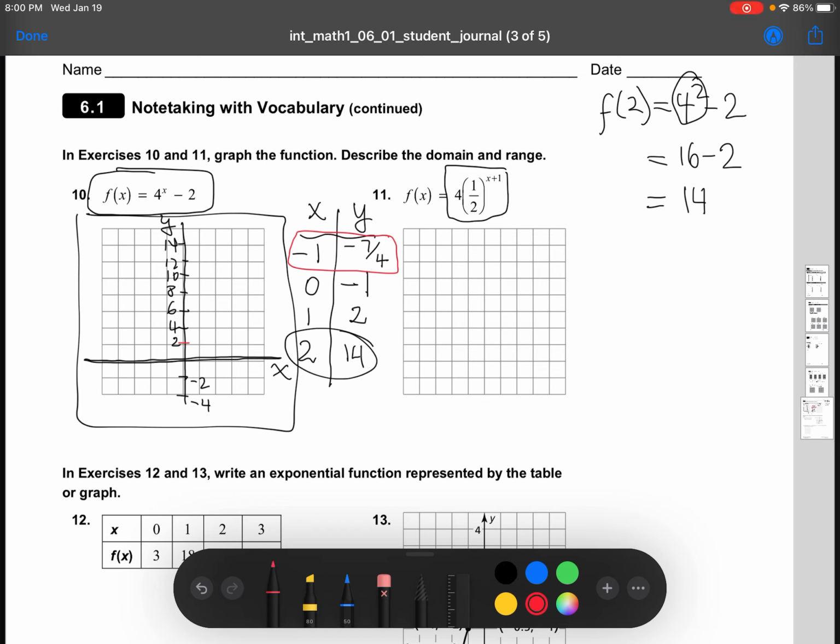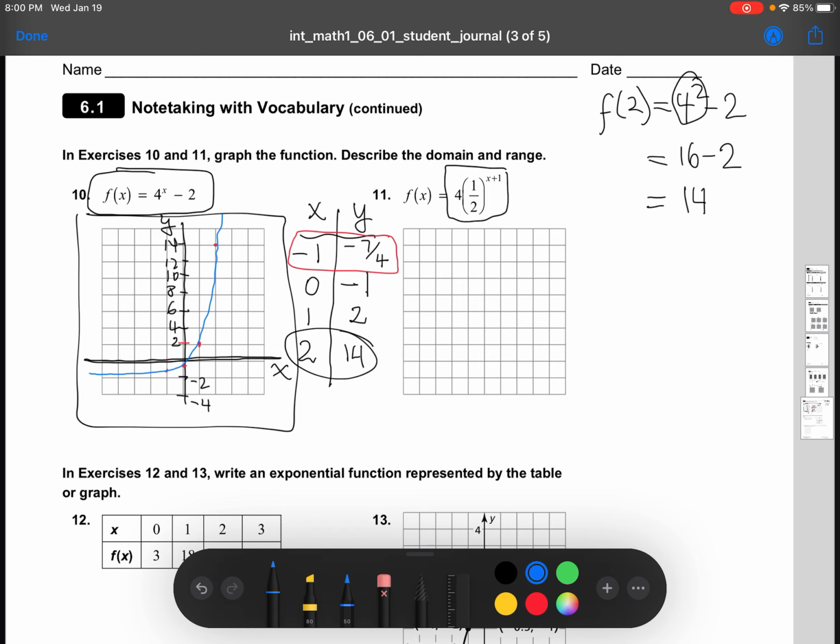Let's begin with -1. -7/4 is somewhere over here. With 0, we've got a -1, which is somewhere over here. And then when x is 1, y is 2. And when x is 2, y is 14, somewhere over here. I hope you can see now the shape of that exponential curve, so I can do something like this. Not the best, but this is one of the curves that we already saw.